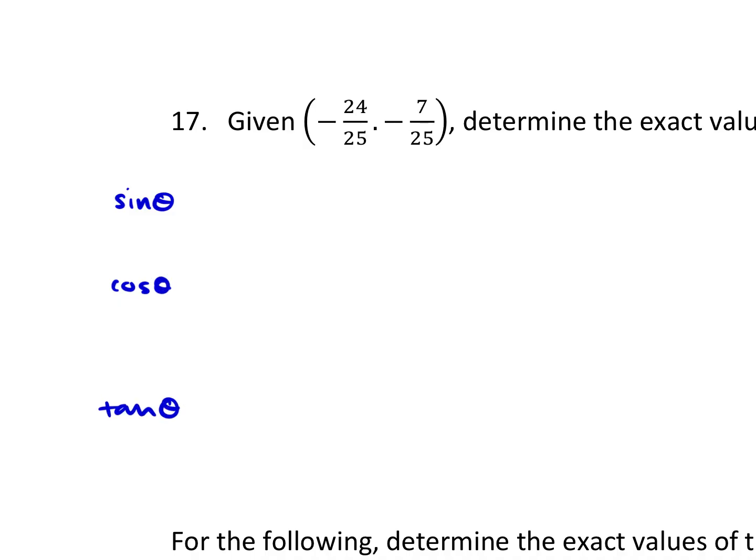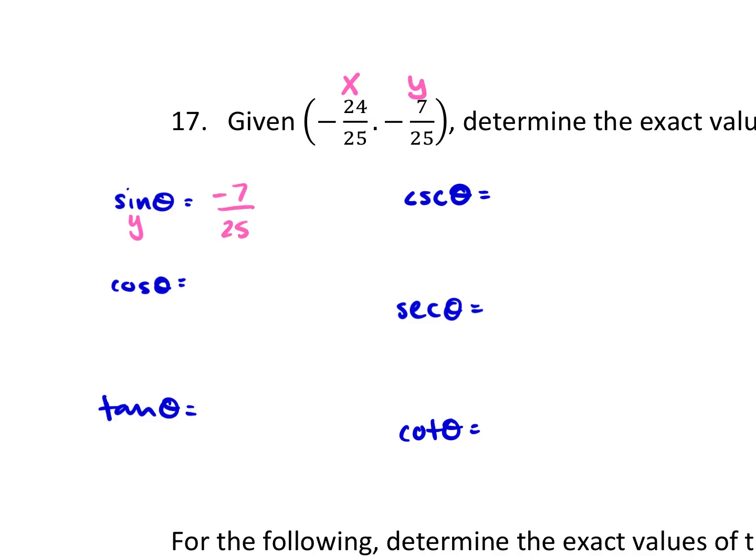What's the reciprocal of sine? Cosecant. Perfect. CSC. What's the reciprocal of cosine? Secant. SEC. And the reciprocal of tangent? Cotangent. So sine corresponds to what? The y. Awesome. So this is our x and our y. So our y is going to be negative 7 over 25. Cosine corresponds to what? X. So our x is negative 24 over 25.